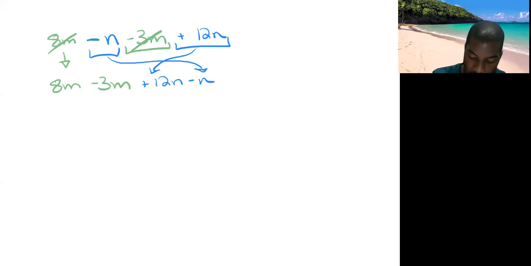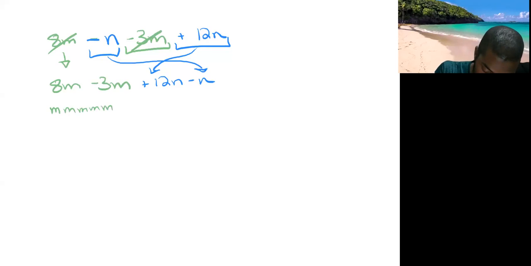If you had 8 mangoes and you subtracted 3 mangoes, how many mangoes would you have left? Well, let me make it m's. 1, 2, 3, 4, 5, 6, 7, 8. Take away 3. 1, 2, 3. How many do you have left? 1, 2, 3, 4, 5. 8 minus 3 is 5 mangoes, or 5m.